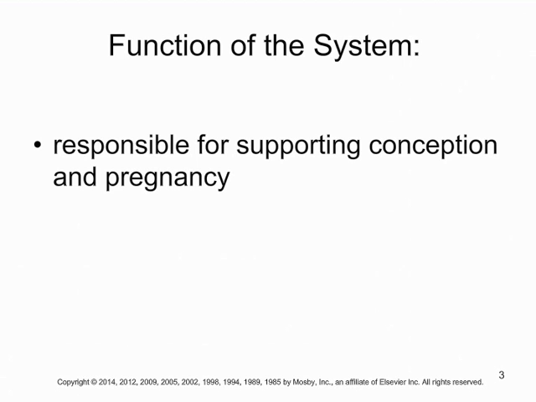The function of the female reproductive system is pretty straightforward. Its job is to support both conception and pregnancy, so, creating a baby and then supporting that until it's born. There are also hormones produced by the ovaries, such as estrogen and progesterone, that support conception and pregnancy as well.